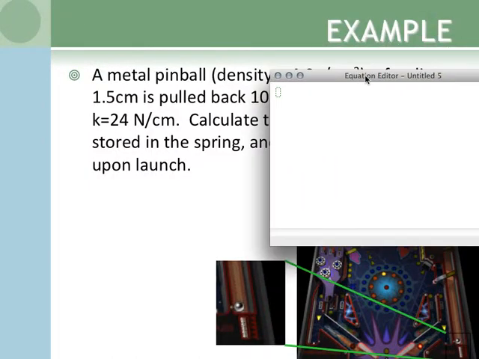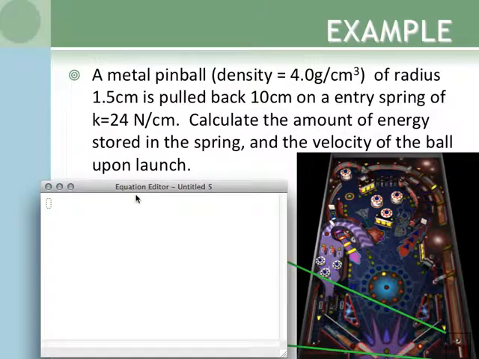Now let's see how fast that ball is going, and to do that, we'll have to assume that all the potential energy that was stored in that spring gets converted into the kinetic energy of the ball. It's not entirely true. Some of that energy is going to turn into sound, and some of it turns into heat because there's some friction involved and all that sort of stuff. But let's assume that everything goes into that. And if we remember, we've got 12 joules stored in the spring.